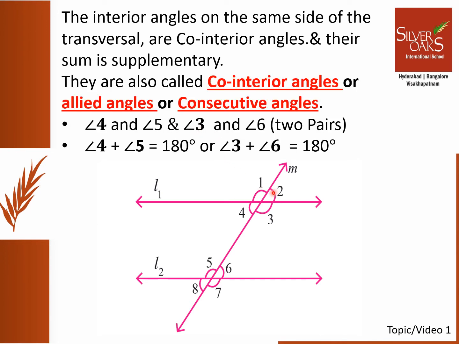Now, let's understand what we mean by consecutive angles or co-interior angles or allied angles. All are the same. The angles on the same side of the transversal are co-interior angles and their sum is supplementary. So, angles 3 and 6 lie on the same side of the transversal. 4 and 5 also lie on the same side of the transversal, right? So, angle 3 plus angle 6 is 180 degrees or angle 4 plus angle 5 is 180 degrees. So, the sum of co-interior angles is supplementary.